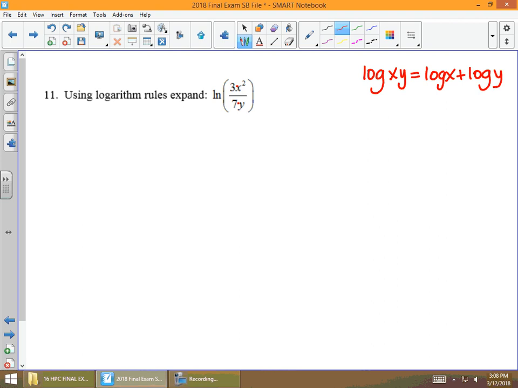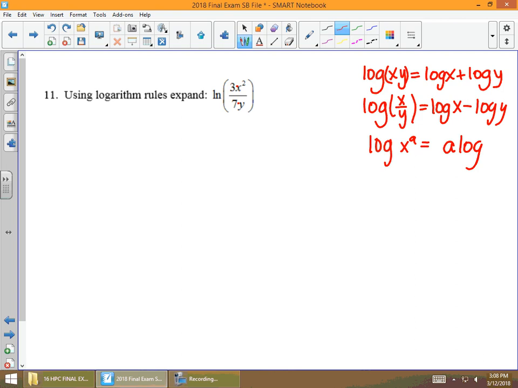So log of x times y is the same as log of x plus log of y. Log of x over y is the same as log of x minus log of y. And log of x to the a is the same as a times log of x, the power rule. So product rule, quotient rule, power rule. These are the 3 that you need to be able to use. The first thing I'm going to do is to break this up with a quotient rule. So I'm going to do this divide by first.